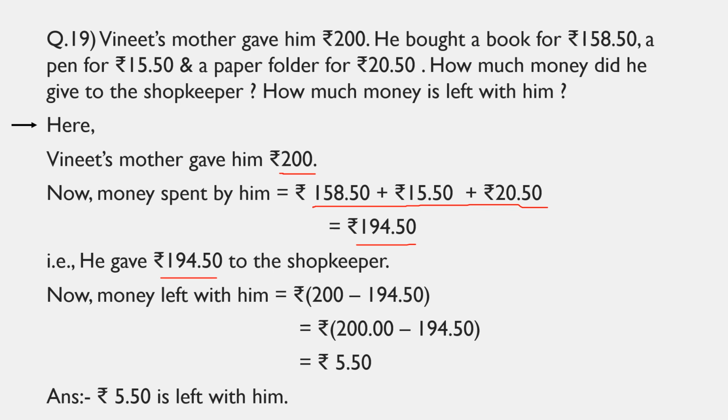Now we'll find out how much money is left with him. So his mother gave him rupees 200, right? And he spent rupees 194.50. So how much money is left with him? So we'll find out the difference between these two, that is rupees 200 minus 194.50. So first we'll convert them into like decimals. So that is equal to rupees 200.00 minus 194.50. So after subtraction, we'll be getting rupees 5.50. So this much amount is left with him. So our final answer is rupees 5.50 is left with him.